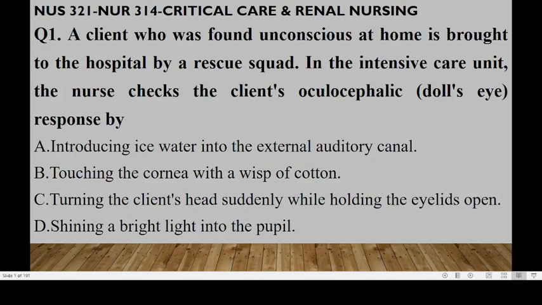Welcome to critical care nursing and renal nursing. These are the common questions that were tested between the period January to April 2025. So let's get right into it.